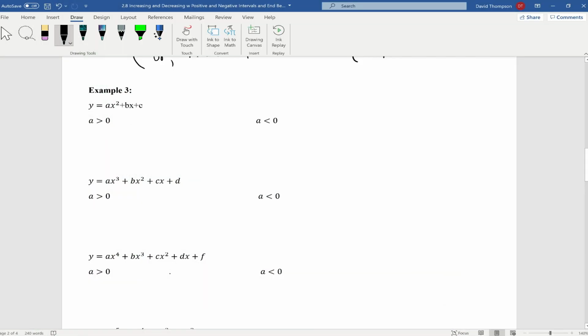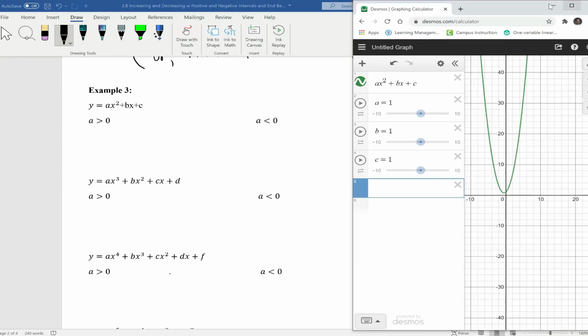In example 3, we're going to take a look at end behavior. So we're asked to look at the general function y equals ax squared plus bx plus c for when a is greater than 0 and when a is less than 0. So we don't really care about the b and c value, we only care about the a value. So we've already made some sliders.